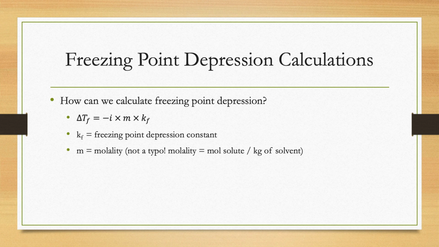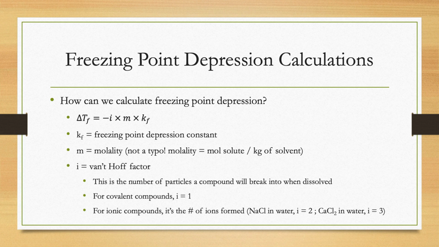Molality is very similar to molarity, but it's moles of your solute divided by kilograms of solvent instead of liters of your total solution. The reason molality has to be used here instead of molarity is that molarity can change slightly with temperature. Since we're trying to measure a temperature change, we need a concentration that doesn't change with temperature. Molality is that concentration because it has a mass of solvent instead of a volume of solvent, which will change if you heat it up or cool it down. So that's why we have to use molality here.